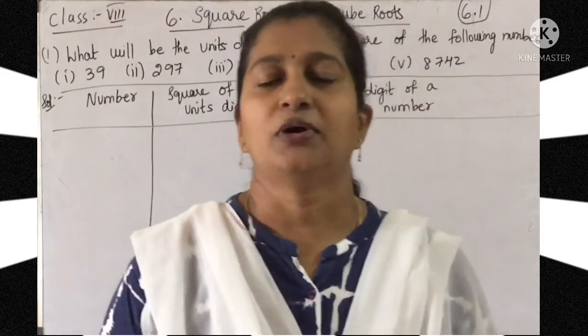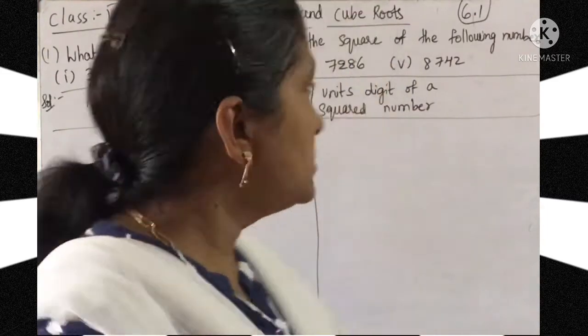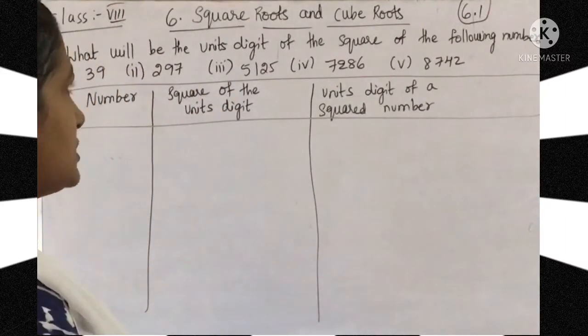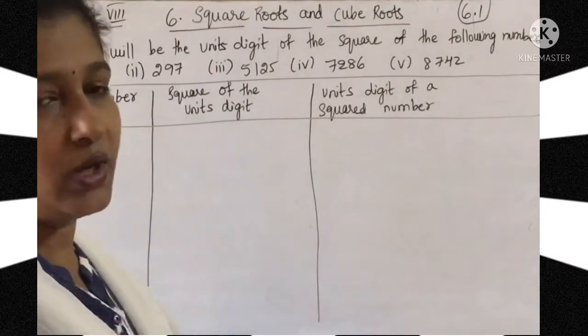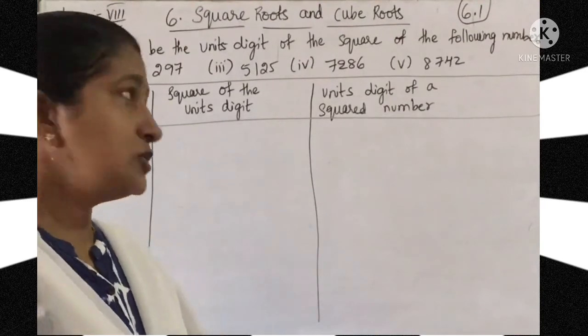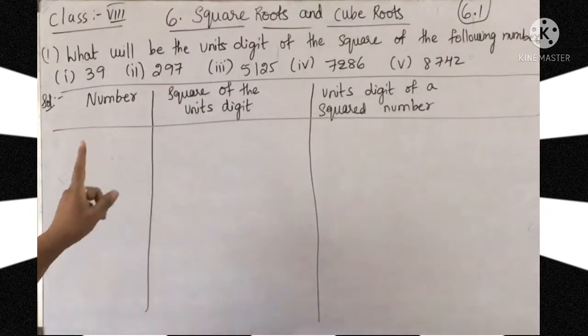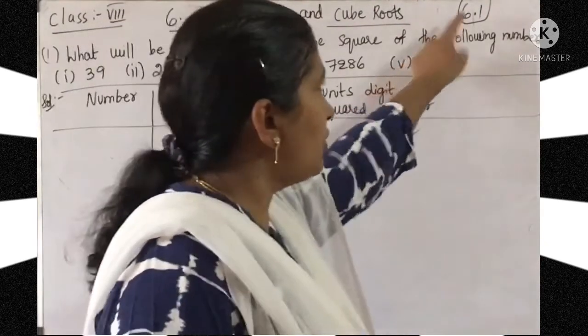Today in this video, I am going to explain Unit 6 Square Roots and Cube Roots of Class 8. In my last video, I explained what square numbers are and their properties. Part 1 covers the square numbers and their properties. Now coming to exercise 1, that is 6.1.